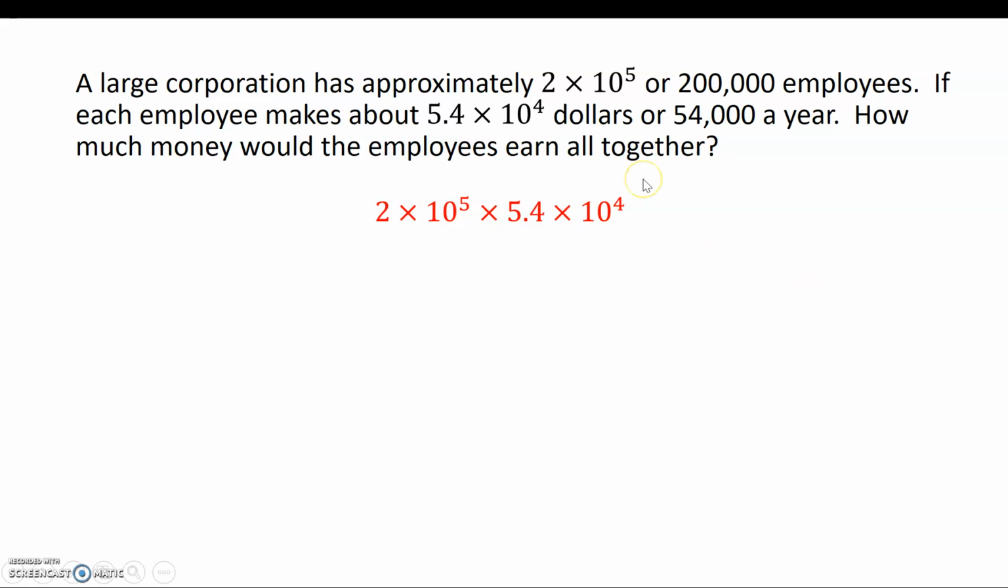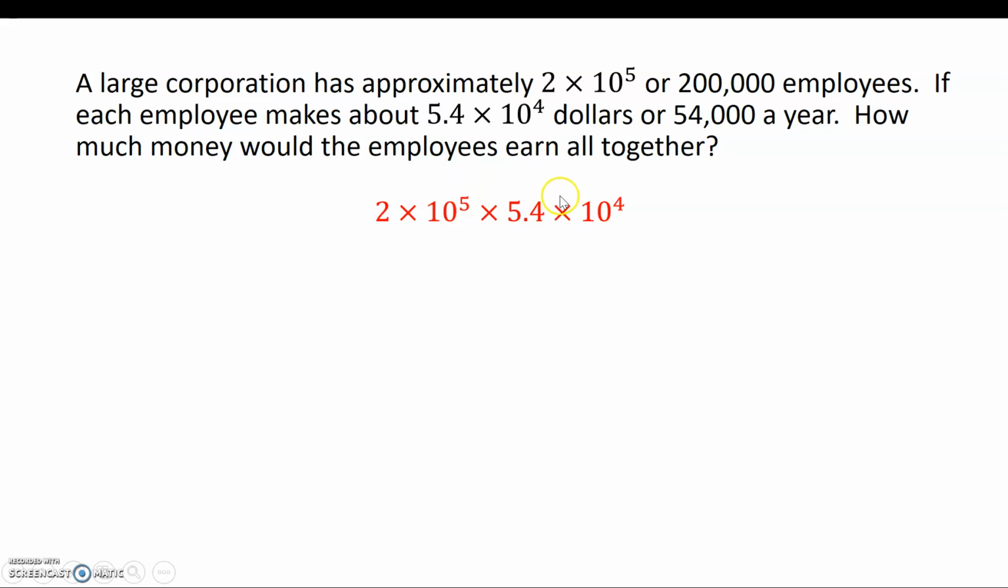So if I'm multiplying those two numbers together, and if it helps you to even think about the numbers in standard form, you could. So on this slide, I actually started including that. The 2 times 10 to the 5th is kind of like 200,000 employees. And then the 5.4 times 10 to the 4th dollars, that's like $54,000 a year. So we should hopefully see that we're going to be getting a pretty big number for our answer if we have 200,000 people each making $54,000 a year.